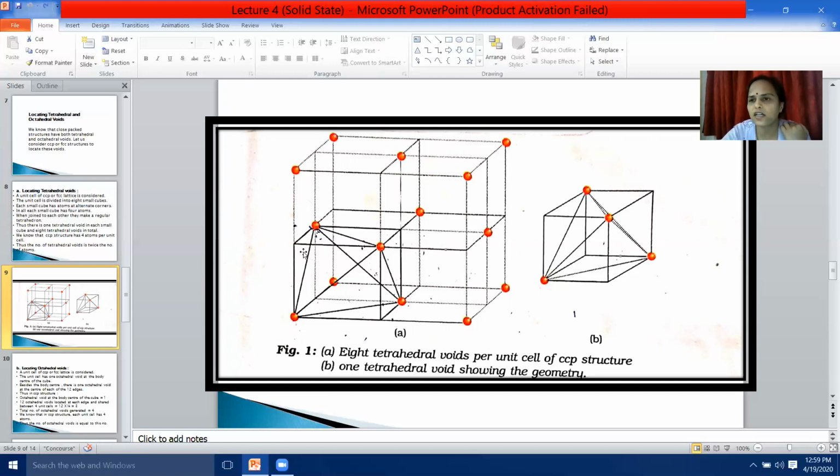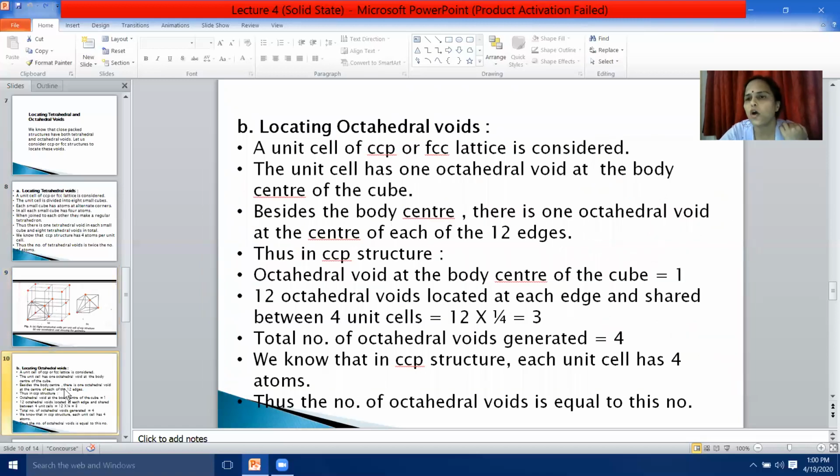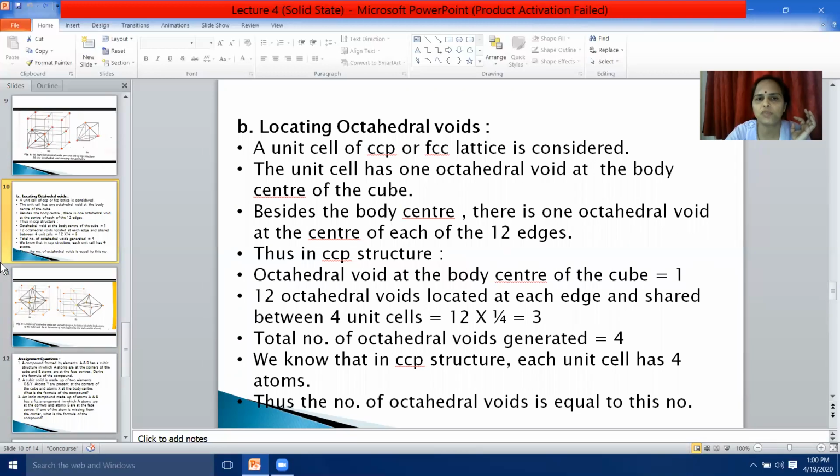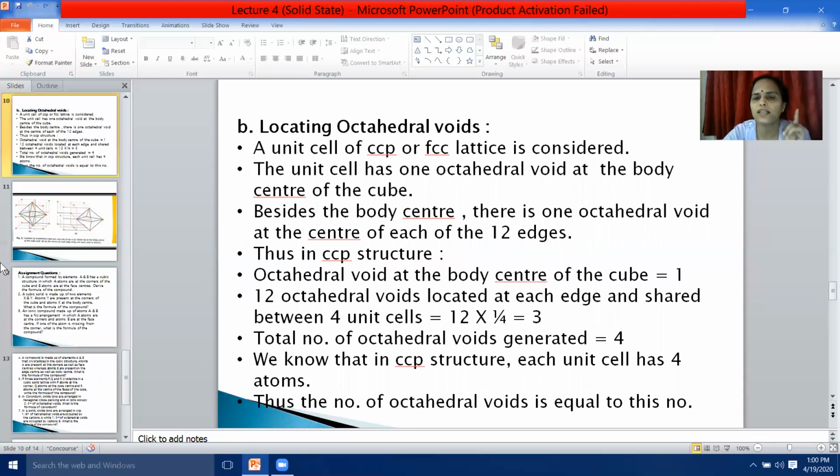So locating tetrahedral voids in CCP or FCC structure, in this way we can locate the tetrahedral voids. Now let us see how to locate an octahedral void there. So here again we'll consider the FCC or CCP lattice. We are considering this FCC or CCP lattice. The unit cell has one octahedral void at the body.